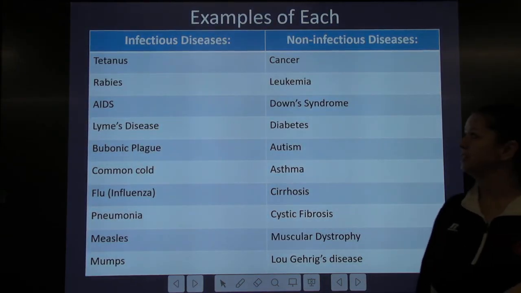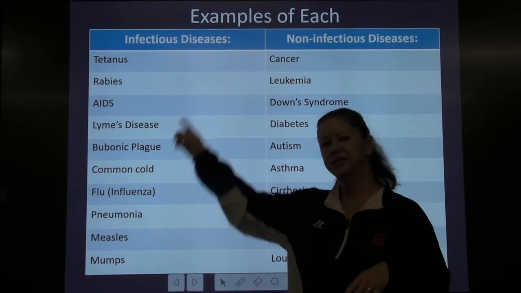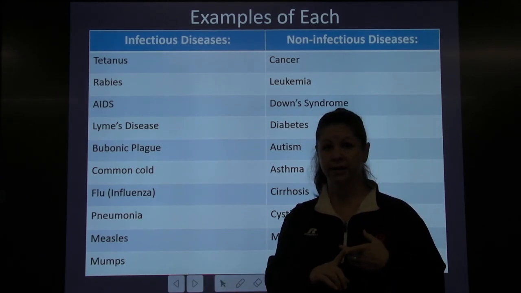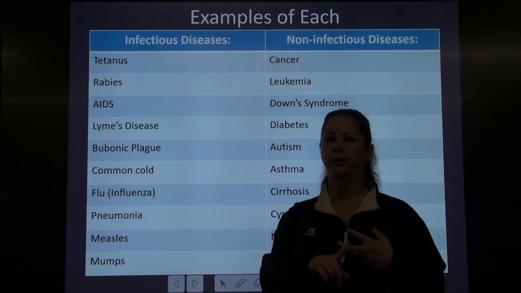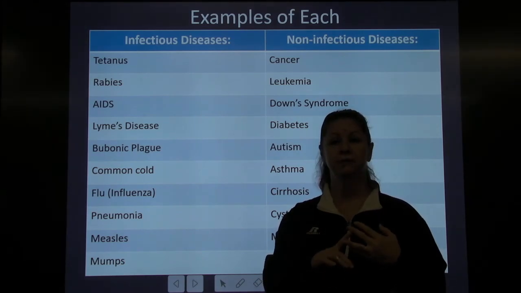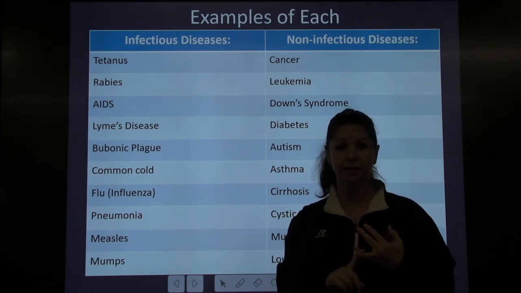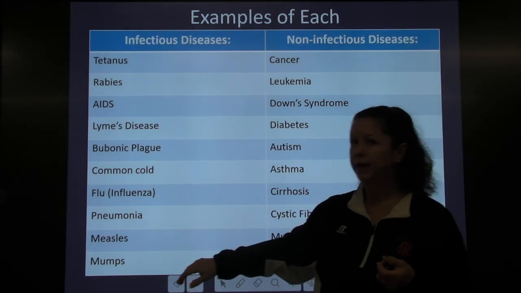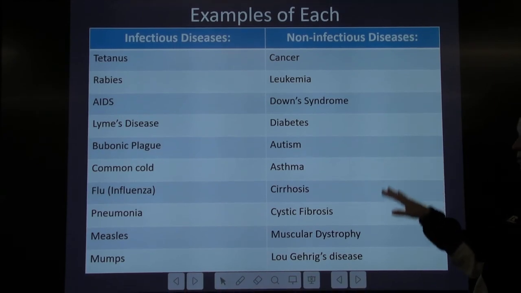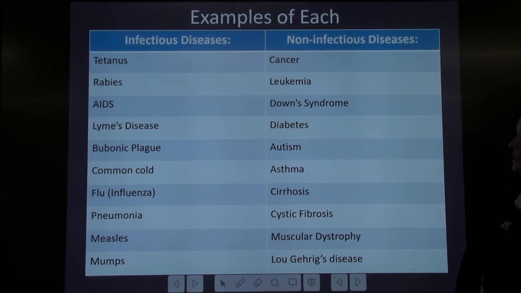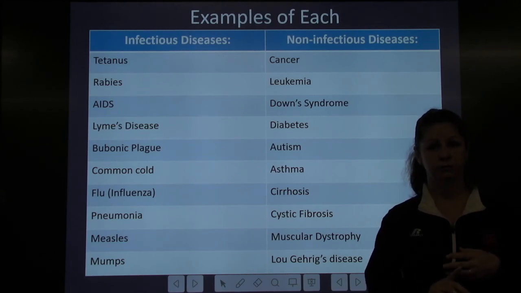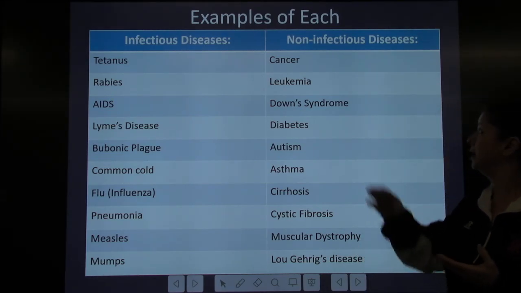So examples of each, these are infectious diseases. These are diseases that are caused by pathogens. So again, that's either bacteria, virus, and sometimes different protists can be pathogens, all right? But all of these are examples of that. And over here, we have examples of non-infectious disease. Some of these are genetic. Some of them are environmental. Some of them might be both.